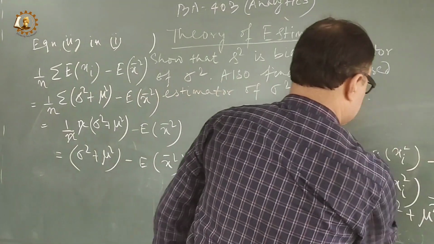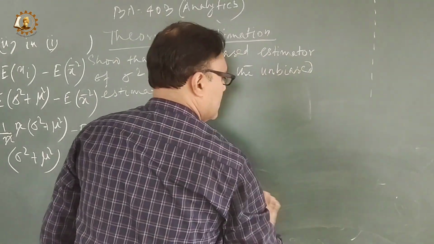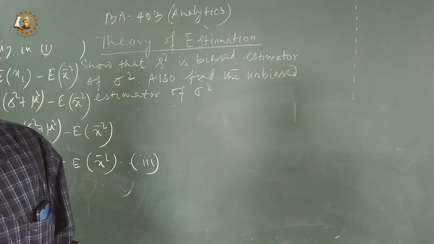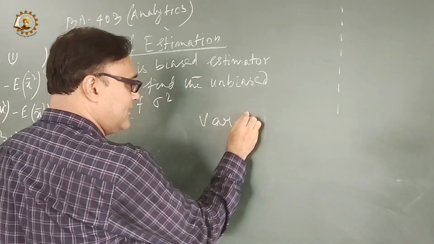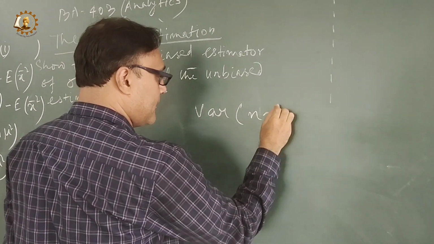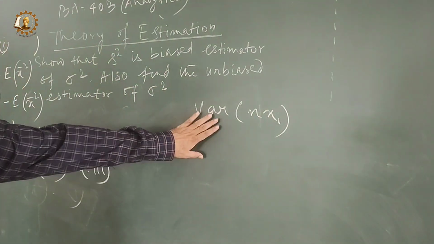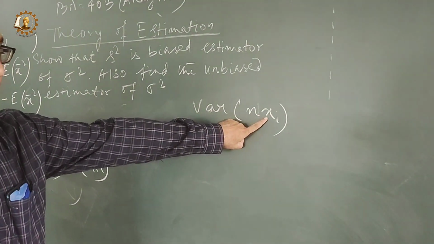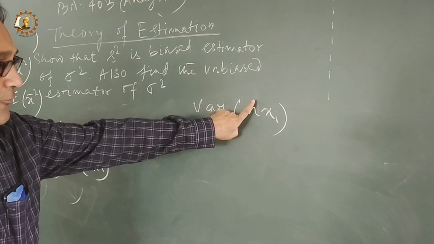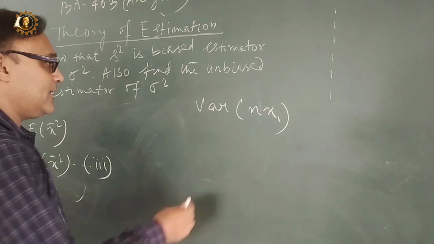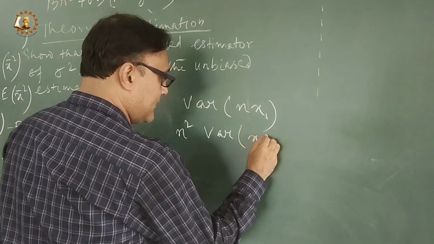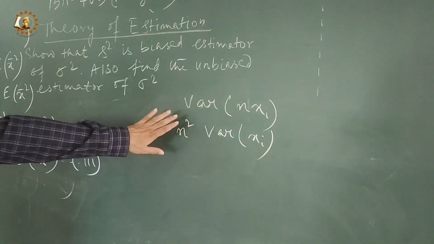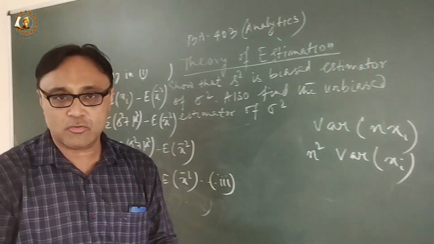Now, from the property of variance, we know that if the variance is written like this, what is this? This is variance of some term multiplied by a fixed quantity, and if we want to take the fixed quantity outside the variance expression, then it will be squared up. Variance of xi will be written like this. This is the property of variance, just to recapitulate.